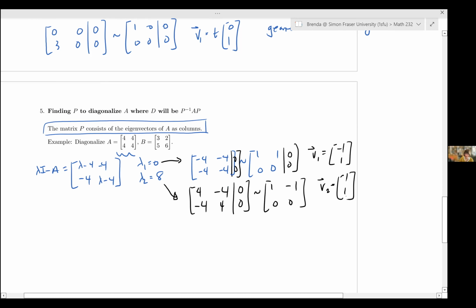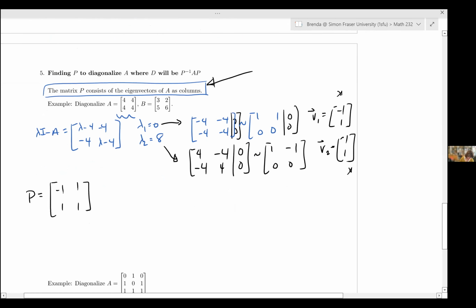Now, from this highlighted statement, the highly important statement here, I now know what P is. P is the eigenvectors of A put in as columns. Doesn't matter which one you put in first. So P could be that, and I could also put this guy as the first column and this guy as the second column. It does not make any difference. It looks slightly different, but you'll still get a diagonal matrix. So I get P, which is what I gave you before. Now you know how to find P yourself.